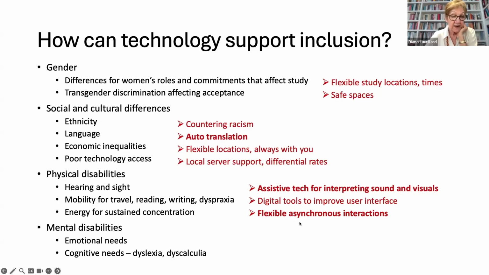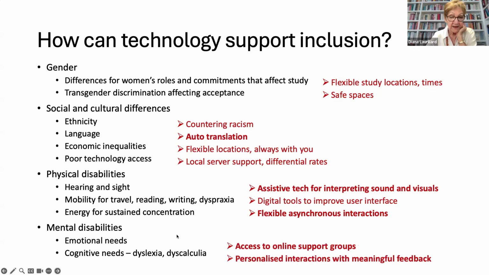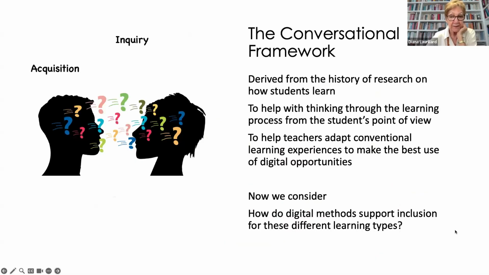Flexible asynchronous interactions can help people who find it hard to concentrate, who can't sit in a lecture for an hour and concentrate. And more flexible online asynchronous interactions can be good for them. For mental disabilities, people with emotional needs get access to online support groups. Cognitive needs that I've already talked about give you different kinds of personalized interactions, which really help you. And I'm just going to focus on a few of these, the ones which are in bold.